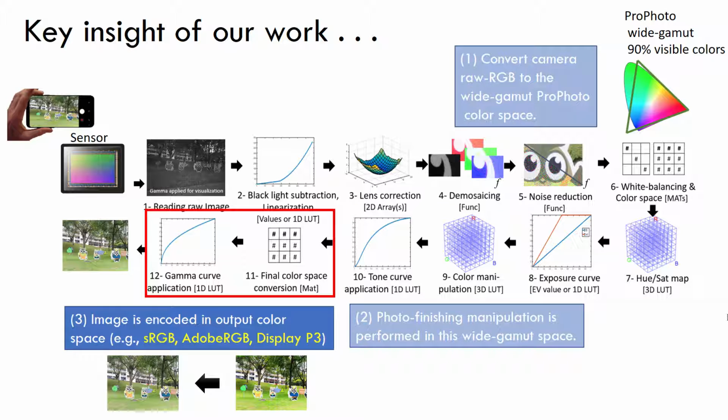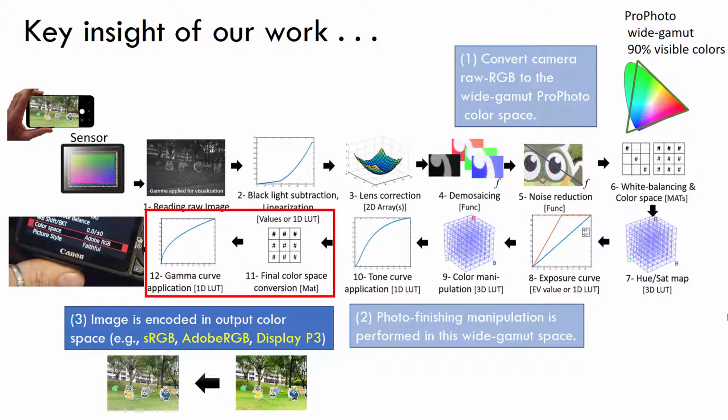And then we convert into our output color space like sRGB, Adobe RGB, or Display P3. And one reason we do this at the end is that's what allows us to select on our camera what we want, right? So this is just simply, if you change your setting on your camera, you're just changing the final conversion at the end. So this modular design can be used to our advantage.